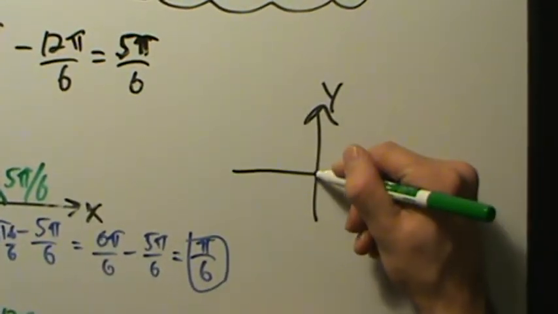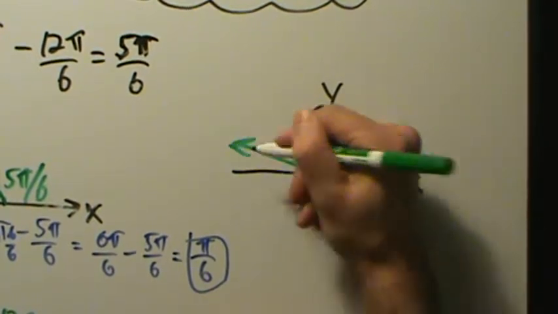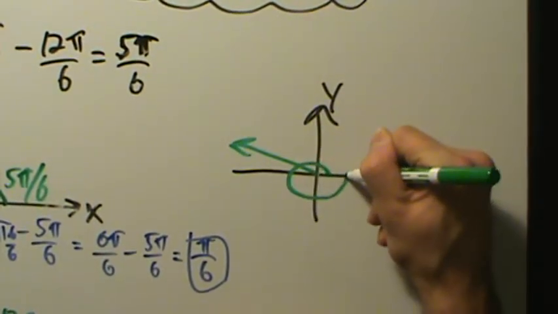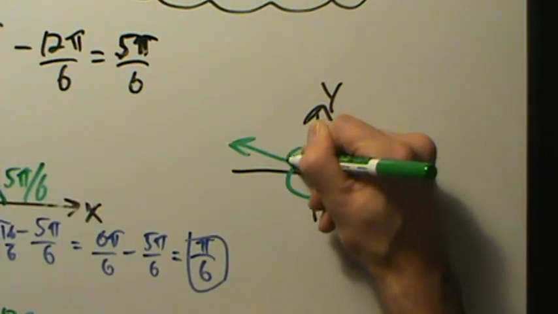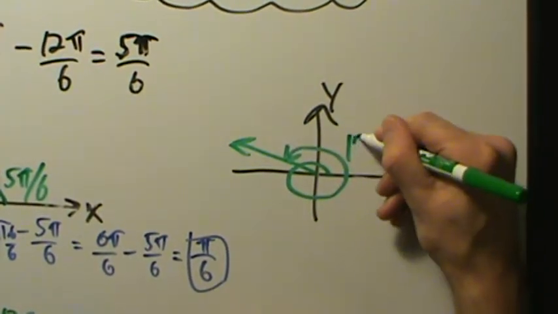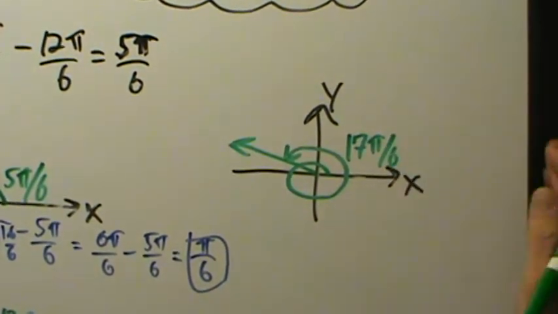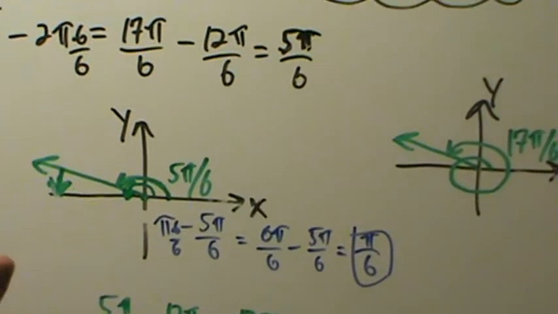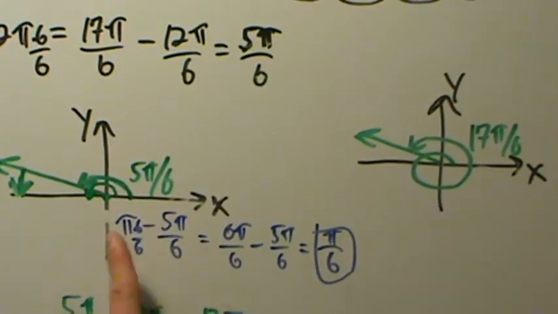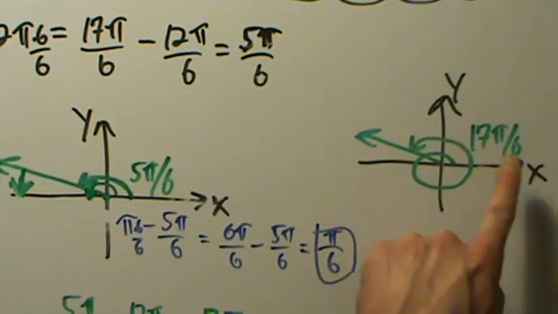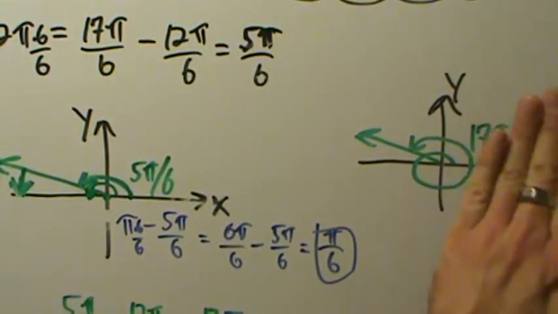Since 5 pi over 6 is over here, what we have to do is go around one full revolution, and then around once more to here. So that's 17 pi over 6, and it is coterminal with 5 pi over 6. These really do have the same terminal side, right? But we can't apply this logic to this angle because this angle is not between 0 and 2 pi.